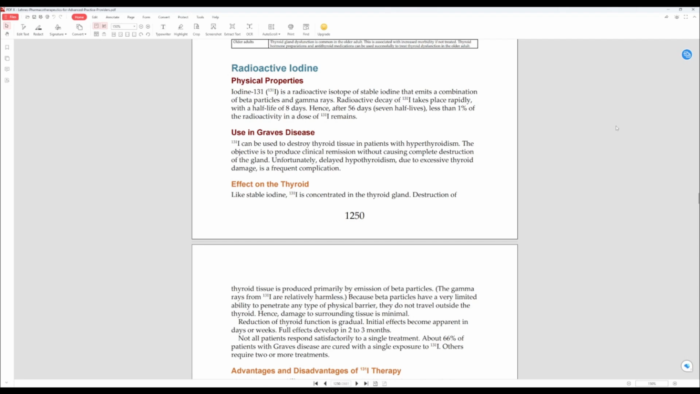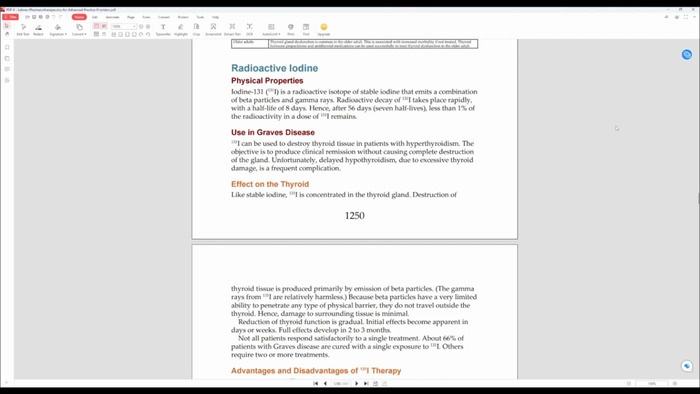Physical properties. Iodine-131 is a radioactive isotope of stable iodine that emits a combination of beta particles and gamma rays. Radioactive decay of iodine-131 takes place rapidly, with a half-life of 8 days. Therefore, after 56 days, or 7 half-lives, less than 1% of the radioactivity in a dose of iodine-131 remains. So you can use it in Graves' disease.